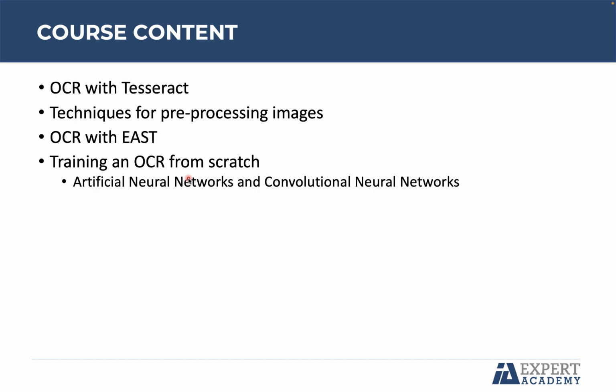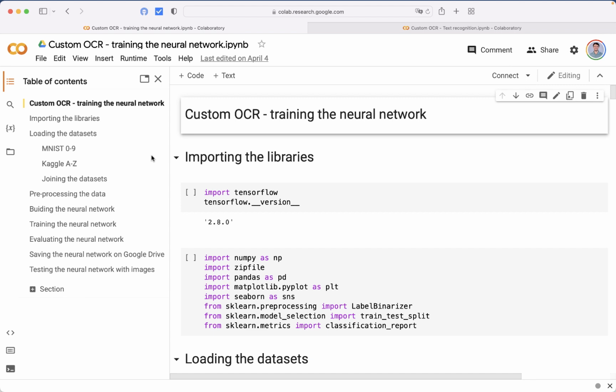And at the end of the course, there are two sections about this subject. The first one about the classic artificial neural networks, and the second one about the convolutional neural networks. I encourage you to watch both sections in case you don't know the basic intuition about these topics. There are two Google Colab files that we will implement in this section. The first one is to train the neural network, and you can see all the topics that will be implemented step by step.